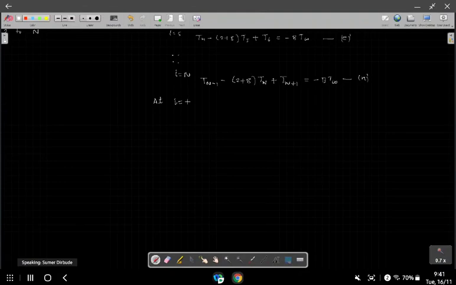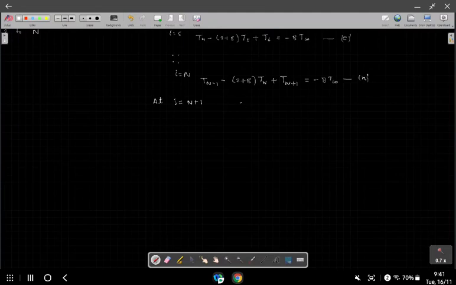At i equals n plus 1, what do we have? del T by del x equals 0. Now this is a derivative term, so we need to discretize it at i equals n plus 1. So del T by del x at n plus 1 should be equal to 0.